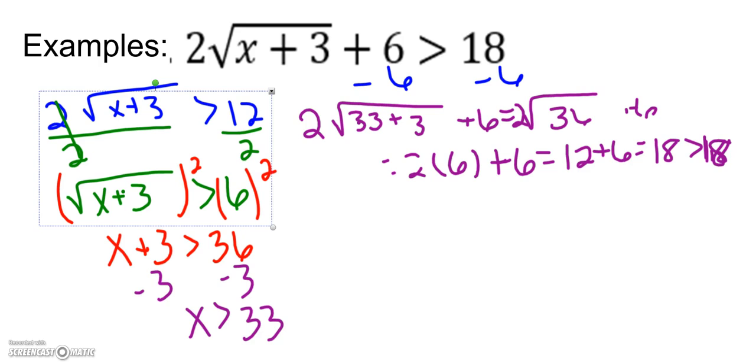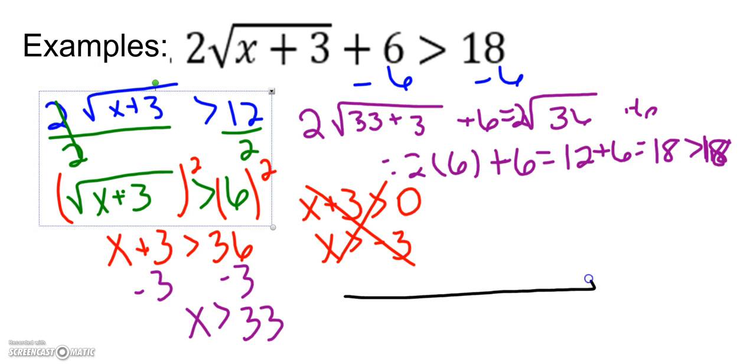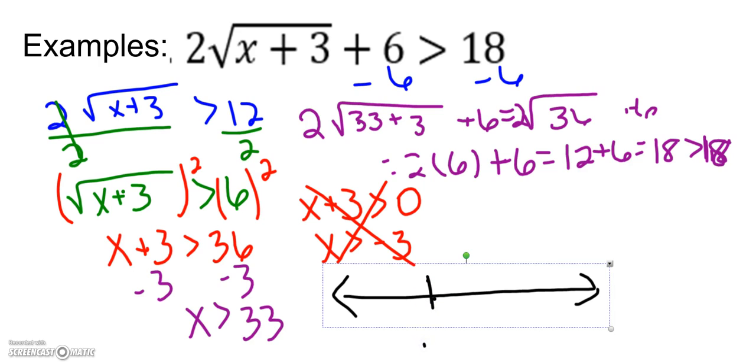Alright, then let's go ahead and double check under our radical. So we have x plus 3 is greater than or equal to 0, so that means x has to be greater than or equal to negative 3. But we already know that x has to be greater than 18, so we're not going to graph this portion. Drawing my number line, right here is 18. It's going to be an open circle, and it has to be greater than, so it's going to go to the right.